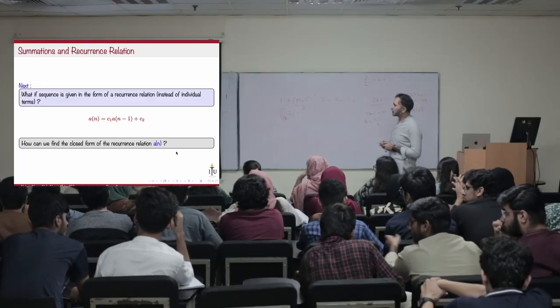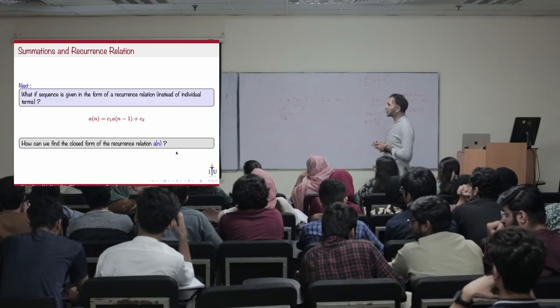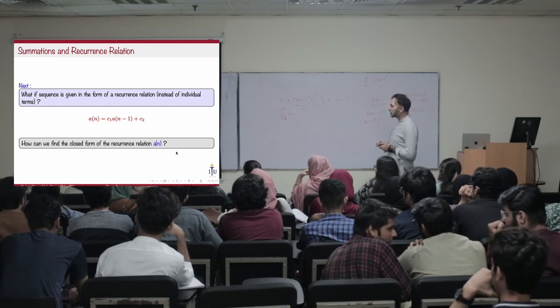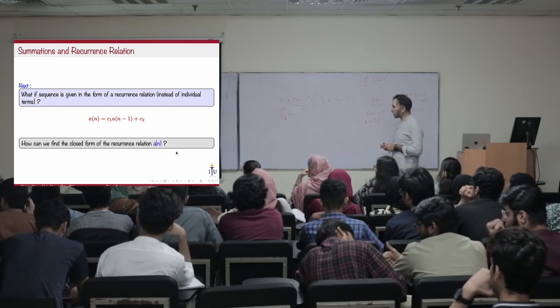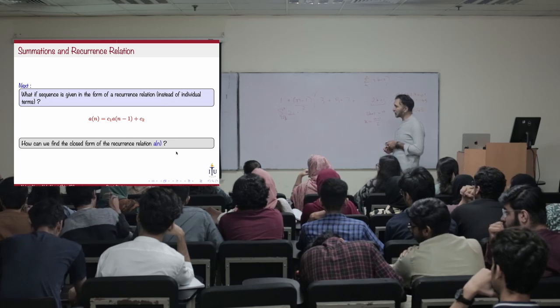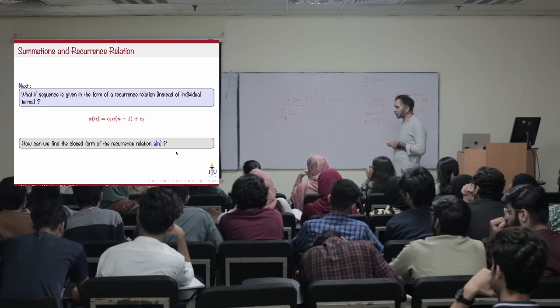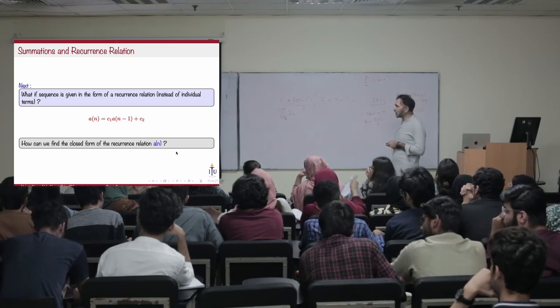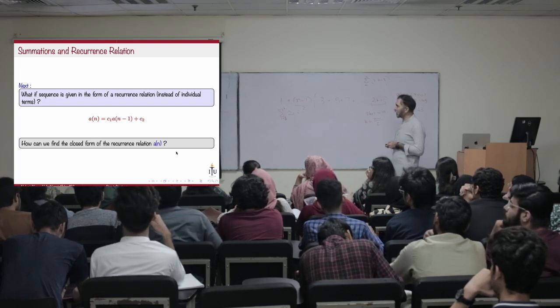Alright, how about this one? What if the sequence is given in the form of a recurrence relation instead of individual terms? How do we do this? So a of n is equal to some constant c1 times a of n minus 1 plus some constant c2. Okay, so how do we do this?